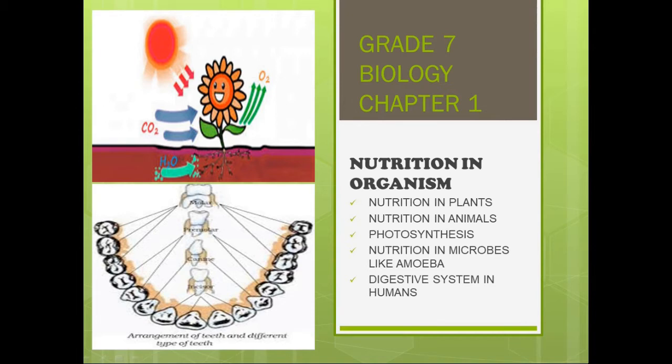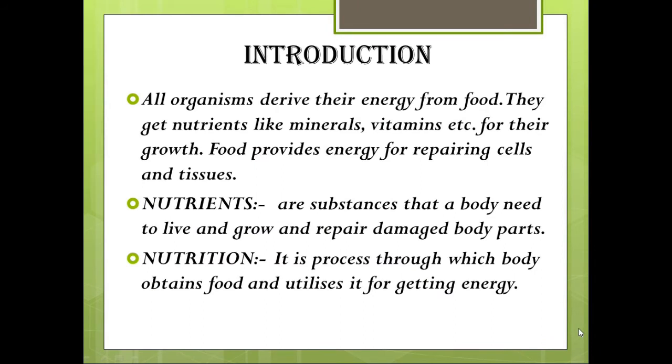So today's topic is Grade 7's Biology Chapter 1, which is Nutrition in Organisms. Nutrition in plants and nutrition in animals, then photosynthesis, nutrition in microbes like amoeba, and the digestive system in humans will be the topics that we will discuss in this chapter. The next topic is the introduction.